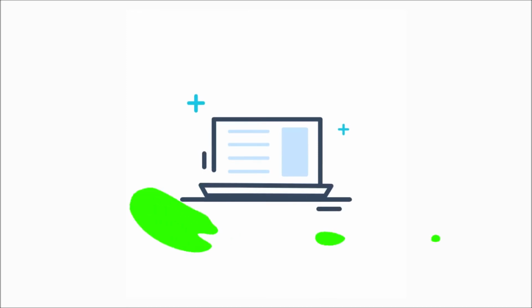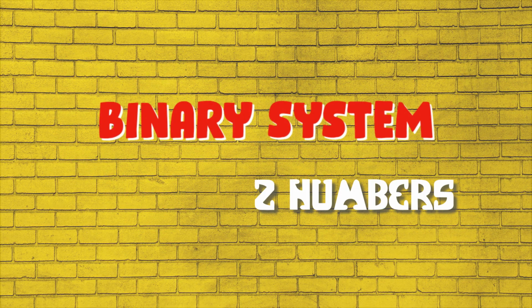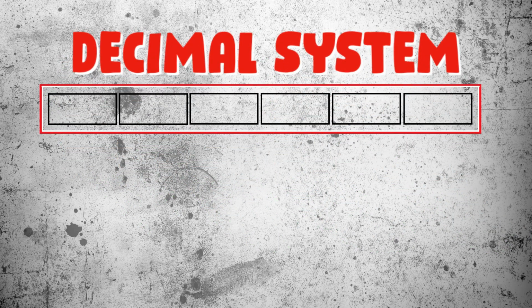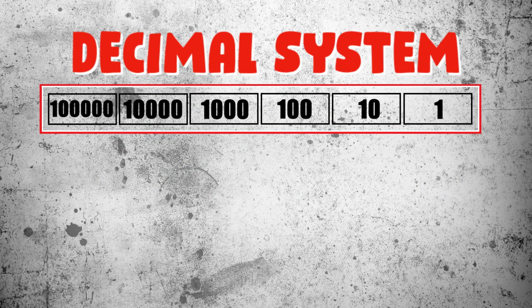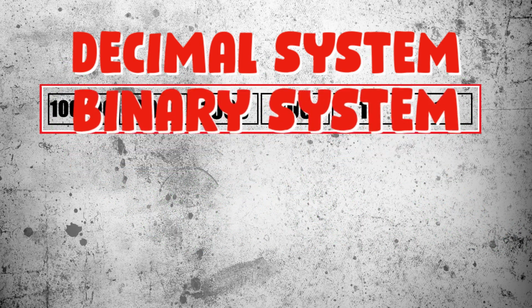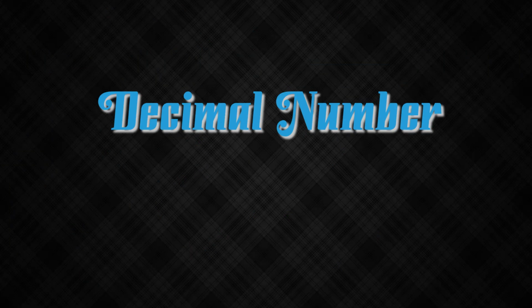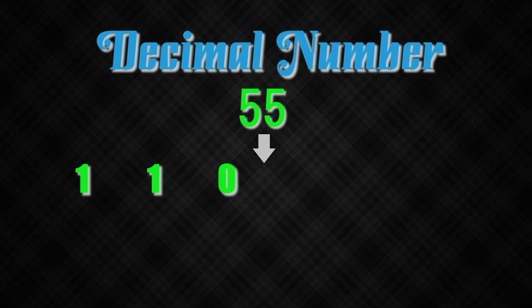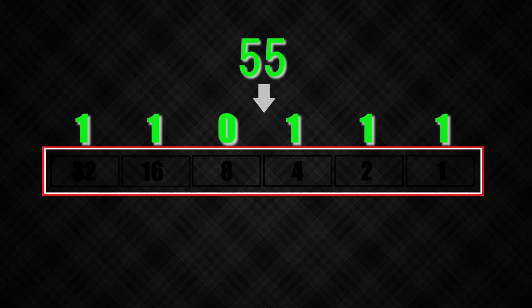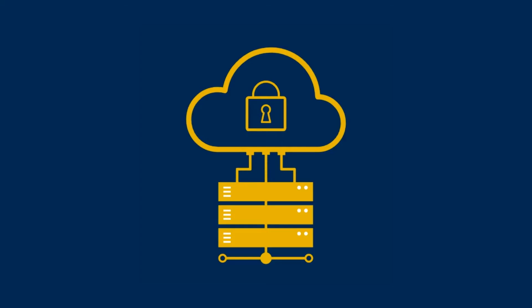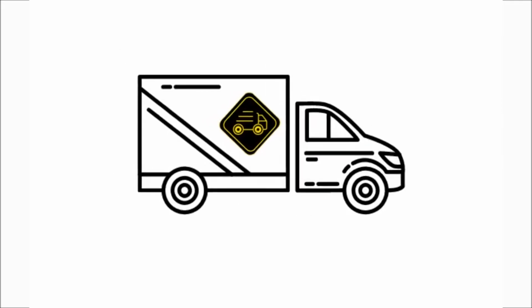Computers, on the other hand, work using an entirely different number system called binary, based on just two numbers, 0 and 1. In the decimal system, the columns of numbers correspond to ones, tens, hundreds, thousands, and so on as you step to the left. In binary, the same columns represent powers of 2: 2, 4, 8, 16, 32, and so on. So the decimal number 55 becomes 110111 in binary, which is 32 plus 16 plus 4 plus 2 plus 1. You need a lot more binary digits, also called bits, to store a number.